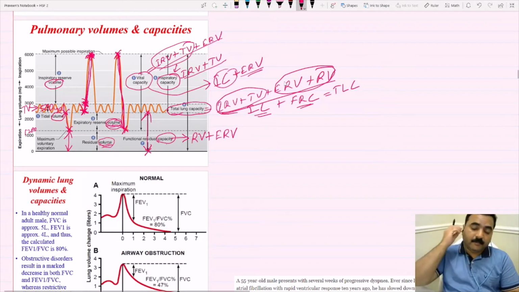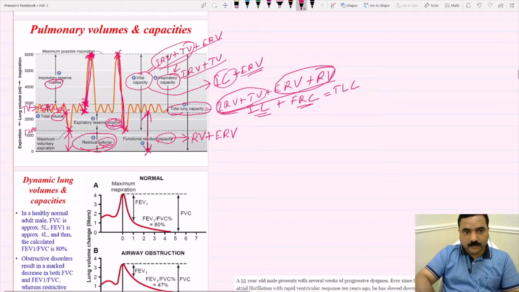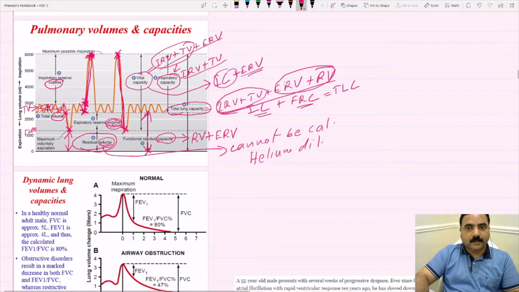Okay, and one of the important values, the volume that cannot be calculated using spirometry, is the residual volume. The residual volume cannot be calculated in spirometry. So instead you have to use the helium dilution method for that calculation. So anything that includes the residual volume cannot be calculated using spirometry.